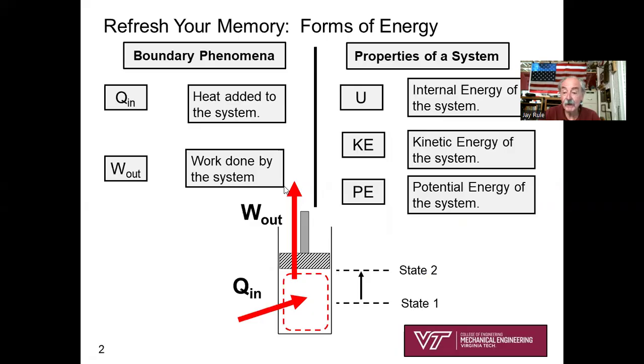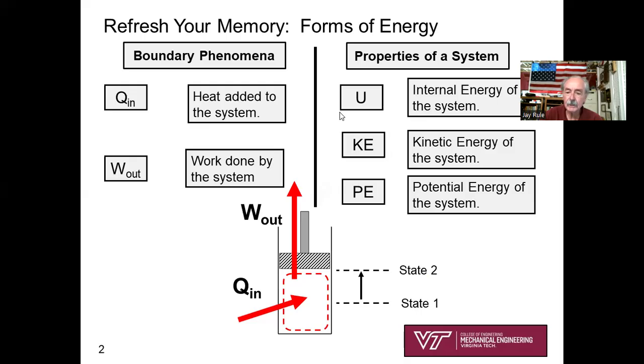Let's refresh your memory on what we've covered. We've covered two categories of energy, haven't we? So let's cover the most recent: boundary phenomena, things that are only identified as the energy crosses the system boundary. Heat added to the system, I'm going to say Q_in. Use Q_in, not just Q. And work done by the system, call that W_out, not just W. Now, remember that a system cannot possess heat and it doesn't possess work. These forms of energy only occur as they cross the system boundary.